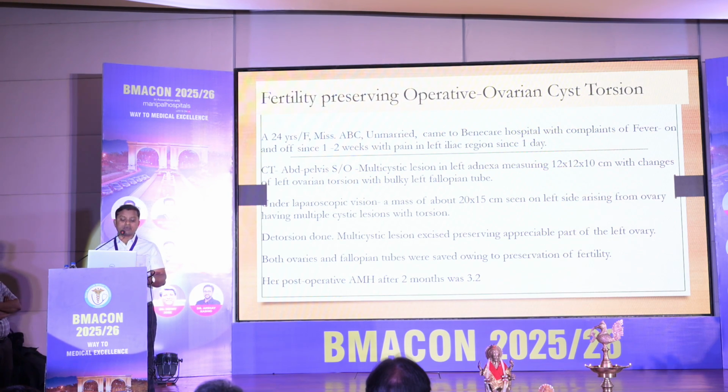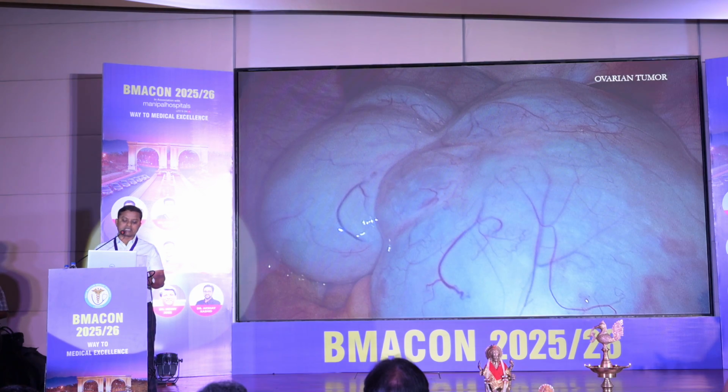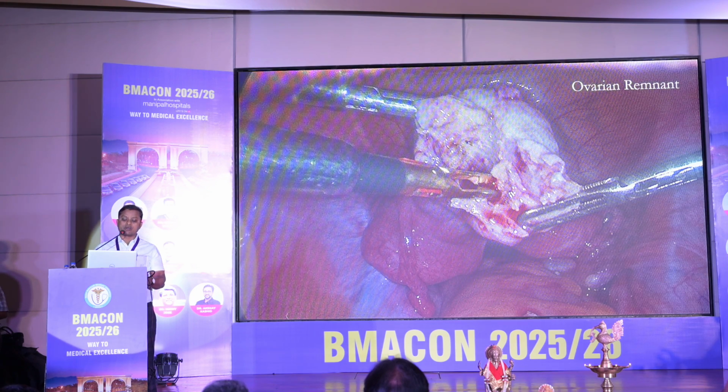This is a patient, 24 years, unmarried. She came to hospital with fever on and off since 2 weeks. On CT scan, a multicystic lesion was present, measuring 12 by 12 centimeters. Under laparoscopic vision, a mass of 20 by 15 centimeters was seen on the left side arising from the ovary. Tumor markers and other things were normal. So detorsion was done and the multicystic lesion was excised, preserving the appreciable part of the left ovary. Both ovaries and fallopian tubes were saved owing to preservation of fertility. Her post-operative AMH after 2 months was 3.2, which is quite good in this case. This was the tumor, and this is the remnant ovary that we were able to preserve from the left side.